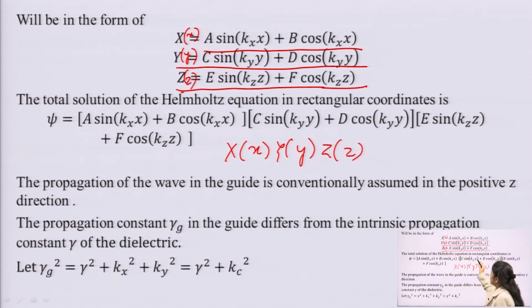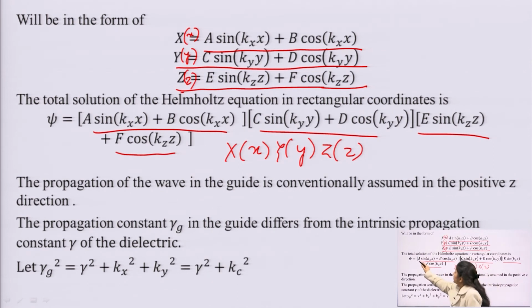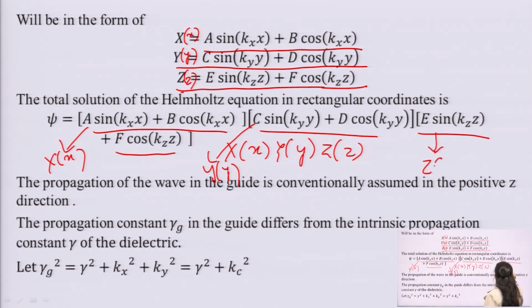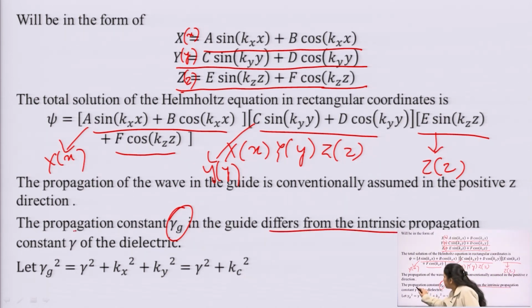So, the total equation is just by multiplying these 3 expressions. You are able to see this expression clearly. This is our x, this is our y and this is our z. Now, assuming that a wave is propagating in the z direction, the propagation constant in the guide, given by gamma_g, differs from the intrinsic propagation constant, which is our gamma, and our wave is propagating in the z direction.